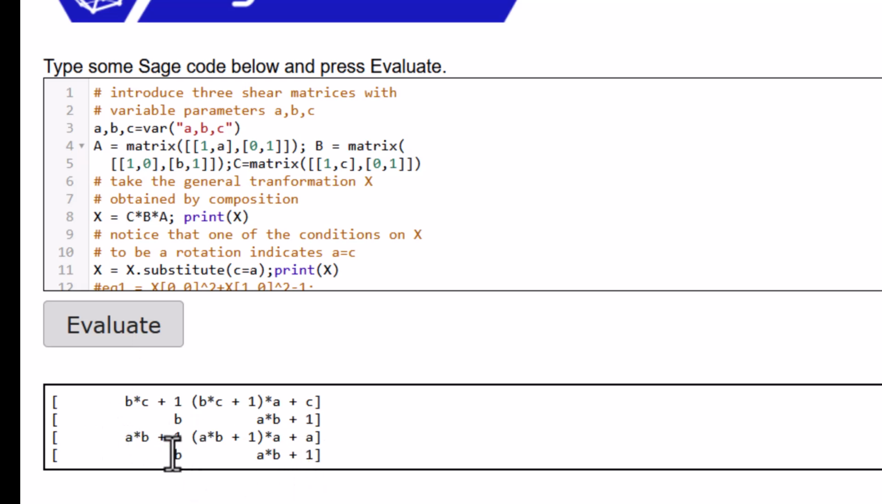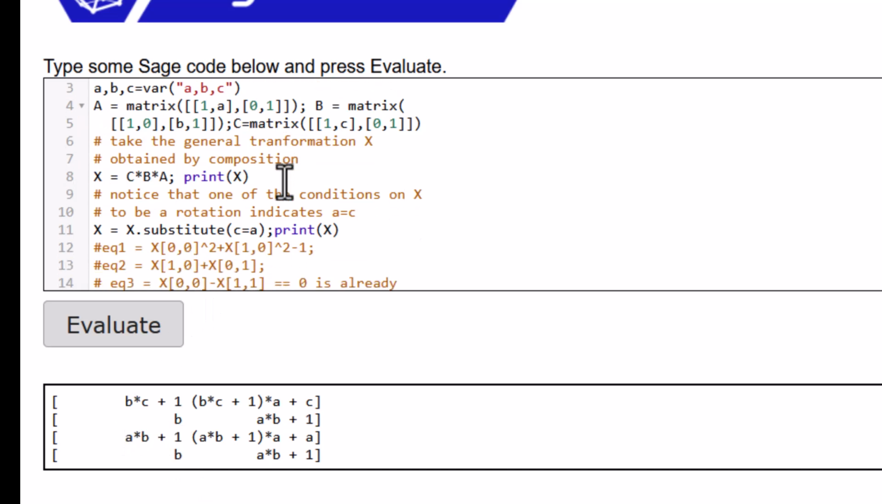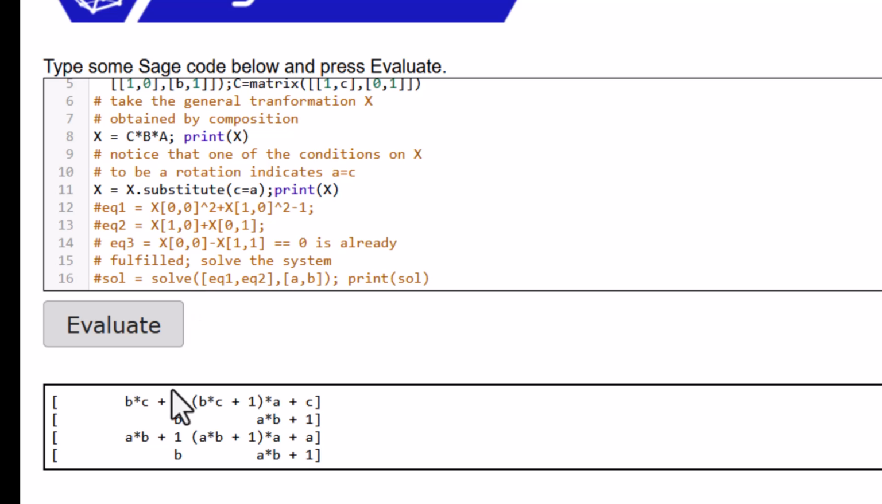And now the remaining equations are that, so what we want to see is that in order to have a rotation, the squares of the elements in the first column summed together must give 1.